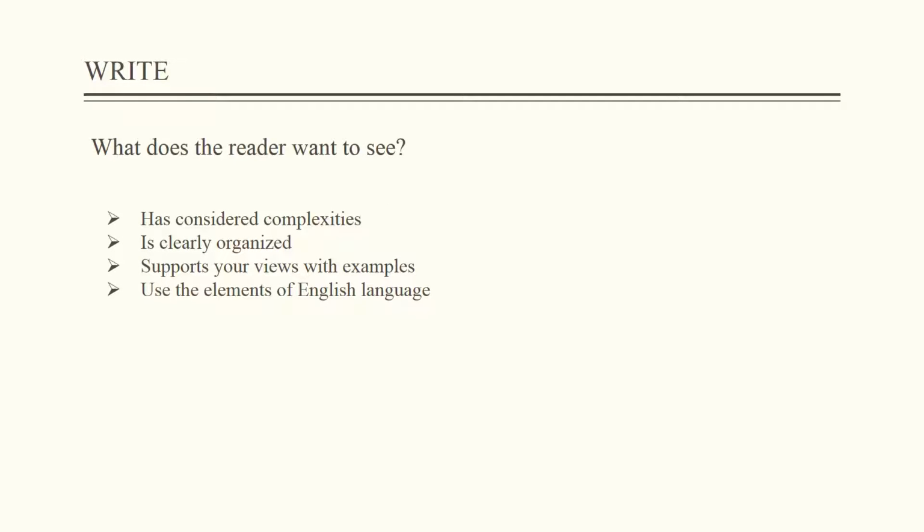When it comes to writing, the essay readers are looking for four characteristics as they go through your essay in less than 2 minutes. According to ETS, an outstanding essay considers the complexities of the issue, is clearly organized, supports your views with relevant examples, and uses the elements of the English language. So basically, they're looking for good organization and supporting examples for the position you have taken, and reasonably good use of the English language.